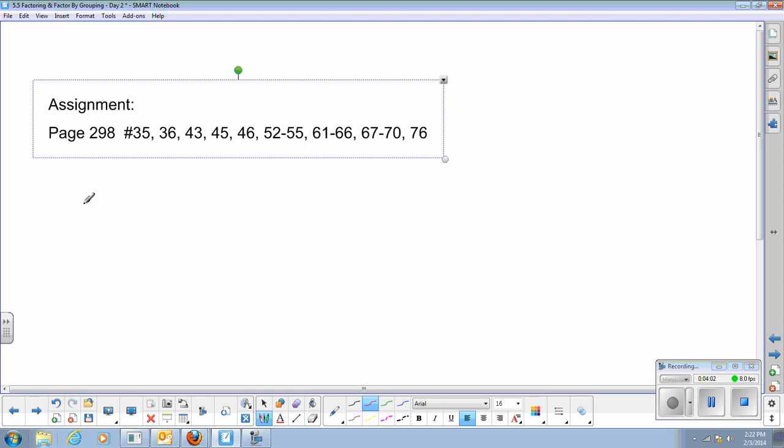Your assignment will be this, page 2. That's not page 298. Looks like I got a typo to fix. It's actually page 296, guys. So let me correct that for you. And it's numbers 35, 36, 43, 45, 46, and then 52 to 55, 61, 66, 67 to 70, and problem 76. I'd write that down. Let me know what I can help you with.